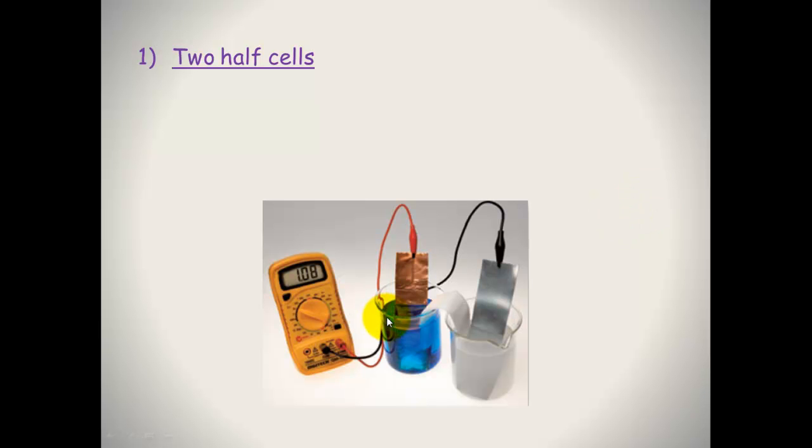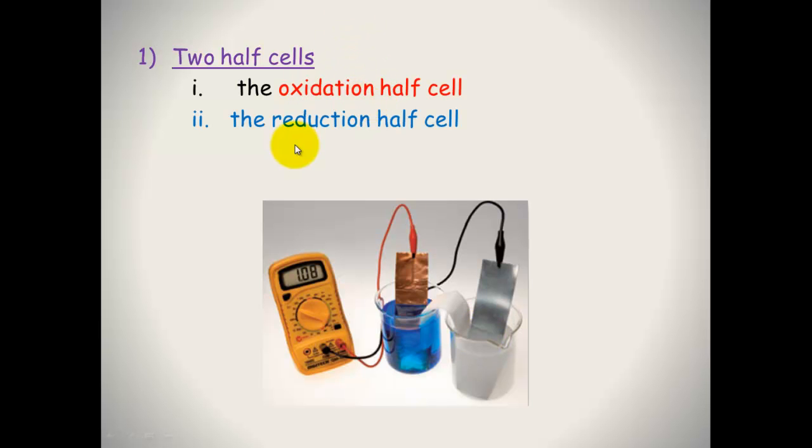Two half cells, here they are, and you'll be doing pracs like this in class. You've got an oxidation half cell and a reduction half cell. Remember, oxidation is loss of electrons, reduction is gain of electrons, and that's where the electrons move around. The contents of these half cells do not mix, and you can see here they're in separate beakers. Here are your electrodes, and here's your salt bridge, which is basically just a piece of filter paper dipped in a salt solution.